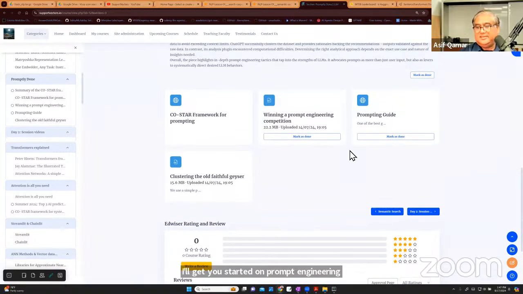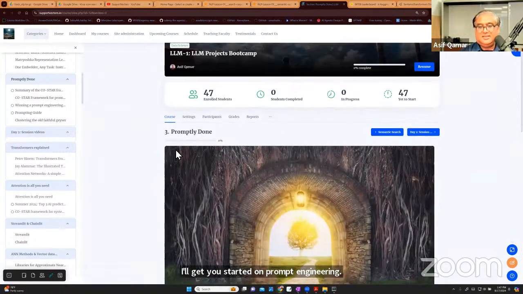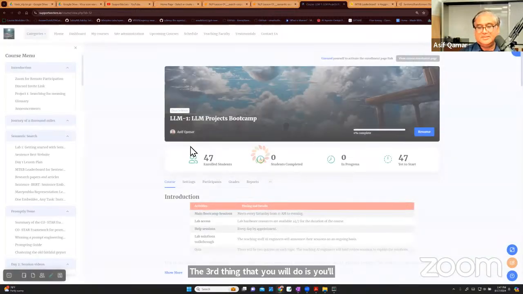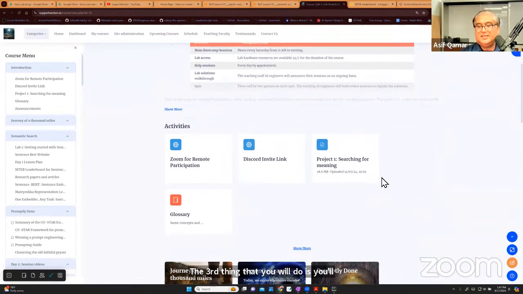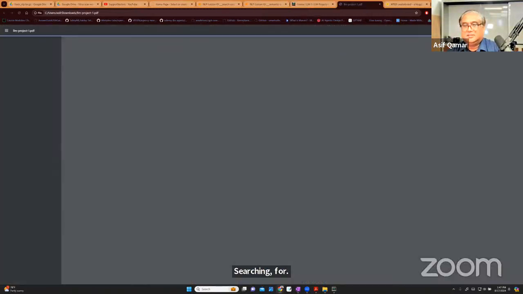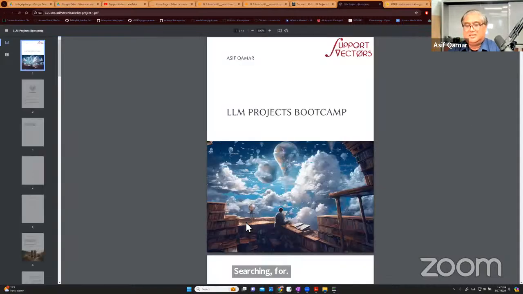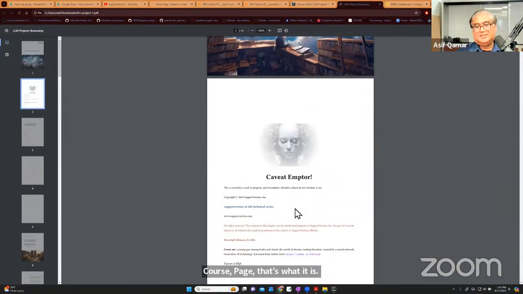And then the third thing that you will do is you'll go to the course and do you see this project called Searching for Meaning? I want you to, in the lunch break, please read this document, Searching for Meaning. This document sort of looks like this. Does it look like the picture of your course page? That's what it is. LLM Projects Bootcamp. This is your first homework.